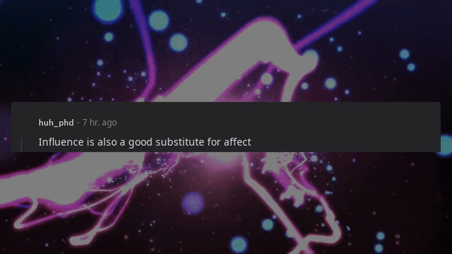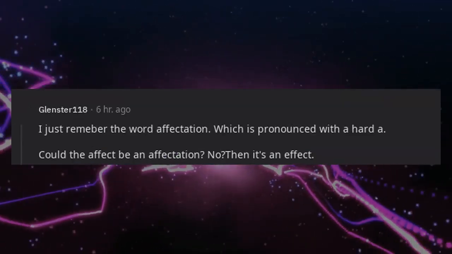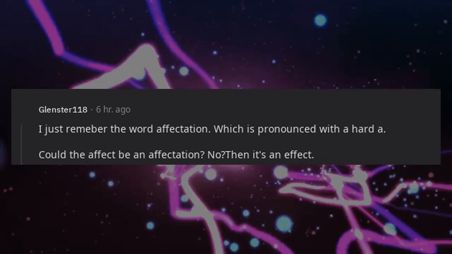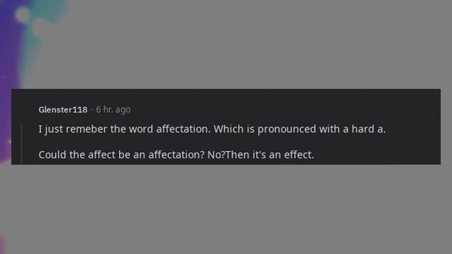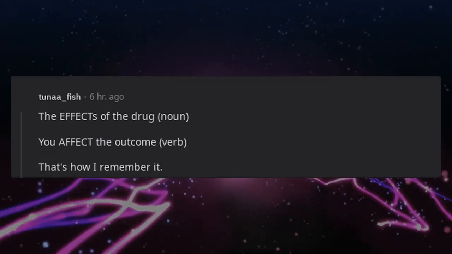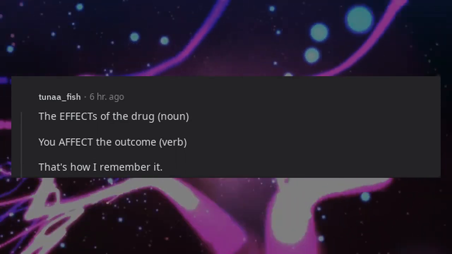Influence is also a good substitute for affect. I just remember the word affectation, which is pronounced with a hard A. Could the effect be an affectation? No? Then it's an effect. The effects of the drug, noun, you affect the outcome, verb. That's how I remember it.